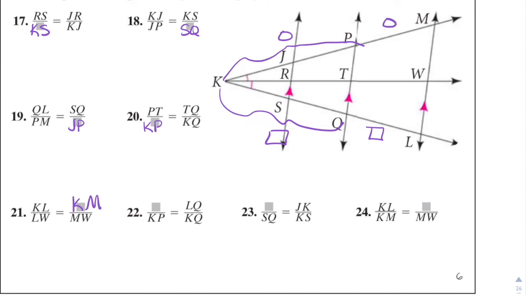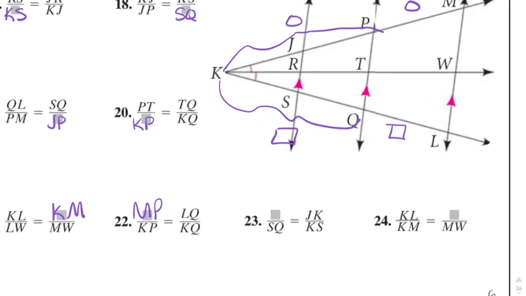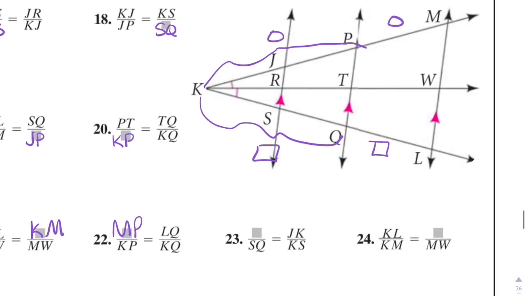So KQ and LQ, they meet at Q. So KP, and it's going to have to be MP. Again, order doesn't really matter, but I'm going to try to stick with the best order I can. So LQ goes from the bottom, so from the right to the left, so MP really should go from the right to left if possible.